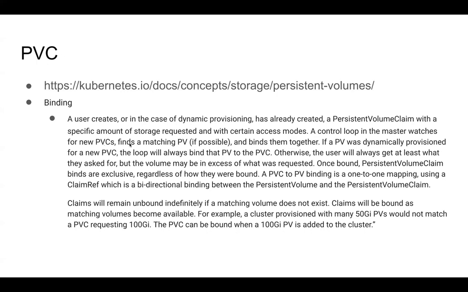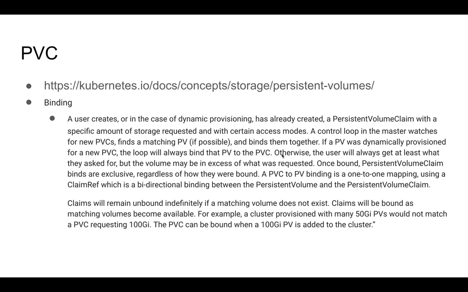So what it does is it automatically finds a matching persistence volume. That job is done by the control loop. We don't have to do anything. Once it finds that persistence volume, it binds that persistence volume to the claim. We'll come to dynamic provisioning later.